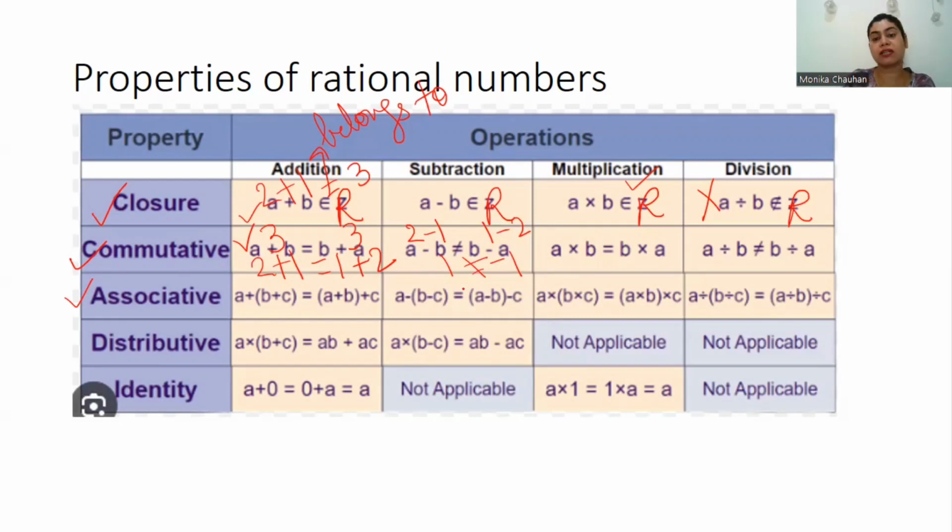Okay. Now next check this one. a into b. Suppose I say 2 into 1 is equal to 1 into 2. Do you think you will get the same answer on the right side and left side? Yes, 2 into 1 is 2 and 1 into 2 is 2, which is equal. So it holds true for multiplication also, but not for division. 1 divided by 2 is not equal to 2 upon 1. So for subtraction and division, it does not hold true.